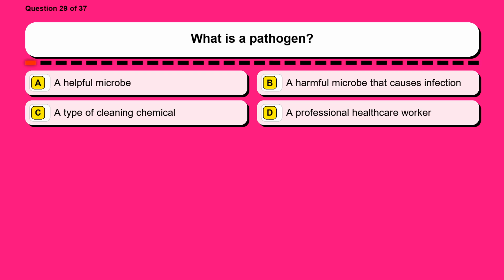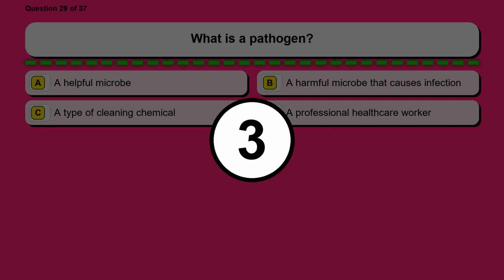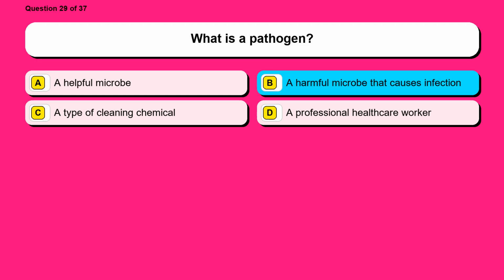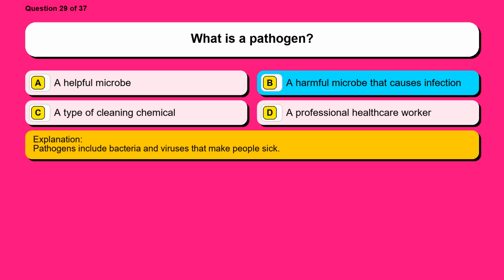Question 29. What is a pathogen? Option A, a helpful microbe. Option B, a harmful microbe that causes infection. Option C, a type of cleaning chemical. Option D, a professional healthcare worker. The correct answer is option B, a harmful microbe that causes infection. Pathogens include bacteria and viruses that make people sick.